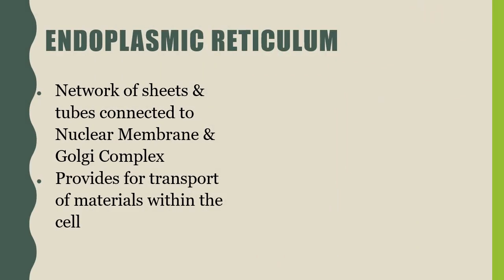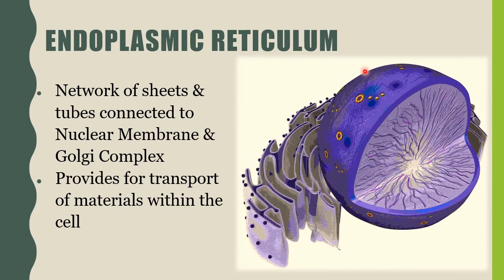Now we start with the first cell organelle. Before we start, remember that these cell organelles are present only in eukaryotic cells. So the first one is endoplasmic reticulum or ER. It is a network of membranes and it is connected with nuclear membrane on one side and the Golgi complex on the other side. There are two types of endoplasmic reticulum, both with different functions, but both have one common function, that is to provide for transport of materials within the cell.